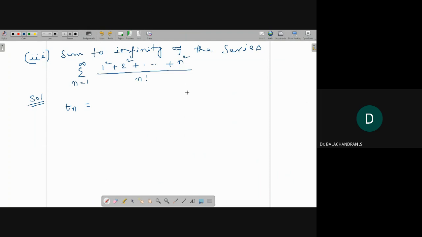So first term is what, Bhavan? N square by 1 factorial. Second term is what? 1 square plus 2 square by 2 factorial. Third term is 1 square plus 2 square plus 3 square by 3 factorial. So nth term should be what? 1 square plus 2 square plus 3 square up to n square by n factorial.